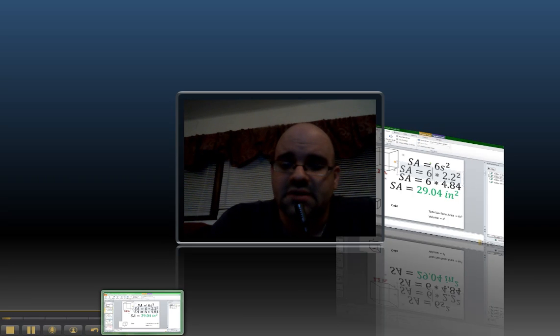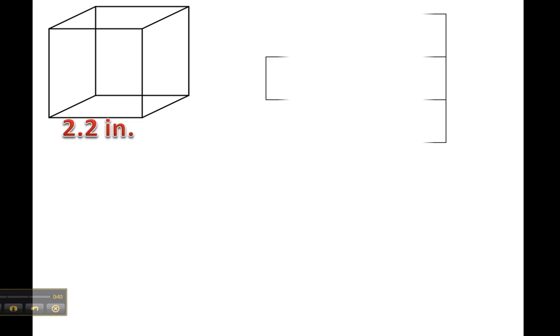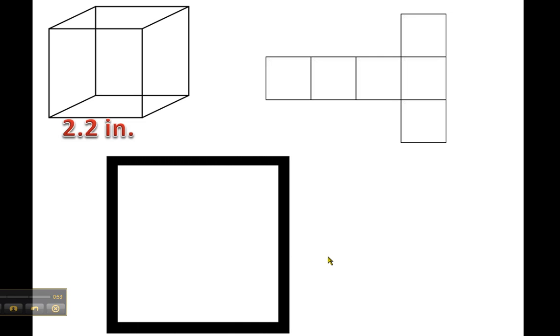So this is the surface area and volume of a cube. Okay, so here we have a cube, and we have an edge or a side length of 2.2 inches. And we're going to start with the surface area. If we look at a cube, really it's just a bunch of squares. So we've got here 6 squares. So what we want to find is the area of each square, and then add them together. Now these squares are identical, so really it's not a lot of work.